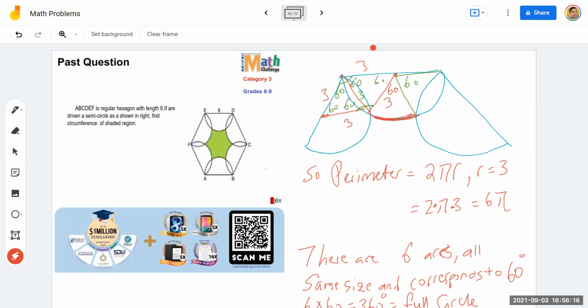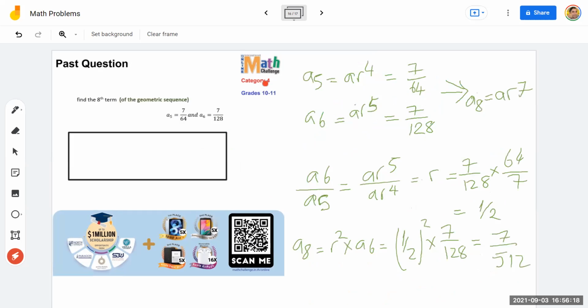And the final question for today is from category 4, level grade 10 to 11. And here there is a geometric sequence. Term 5, term 6 are given. And the question is, what is term 8? So from geometric sequences, we know that we need to know the formula.